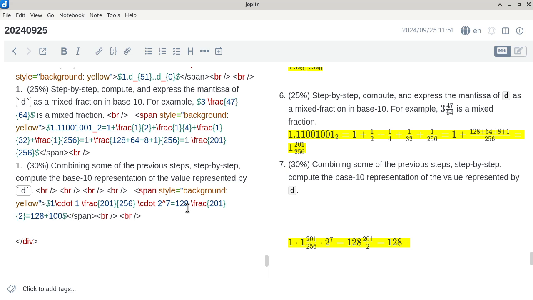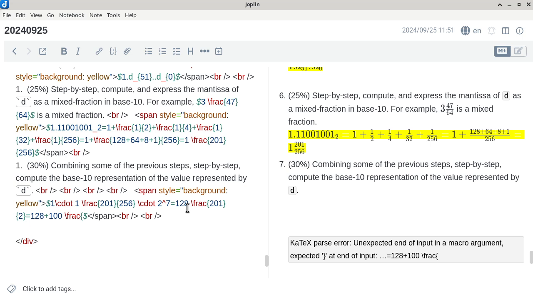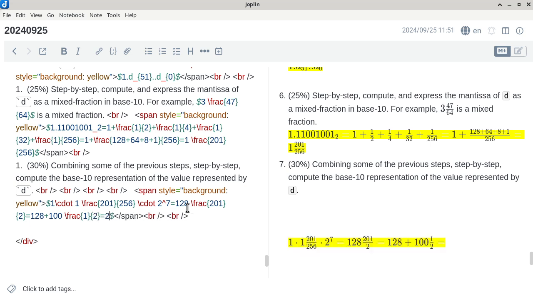201 divided by 2, that is just 101/2. So when we add up everything here, it is 228.5.